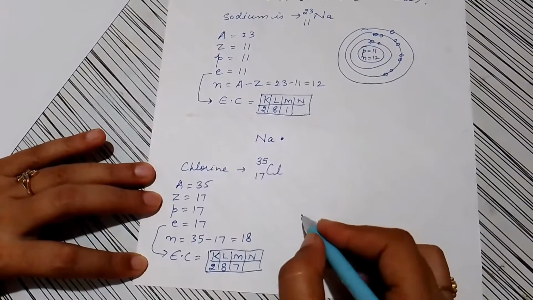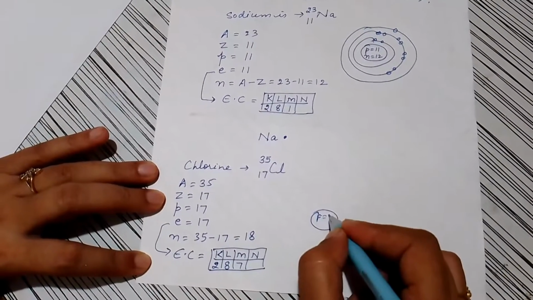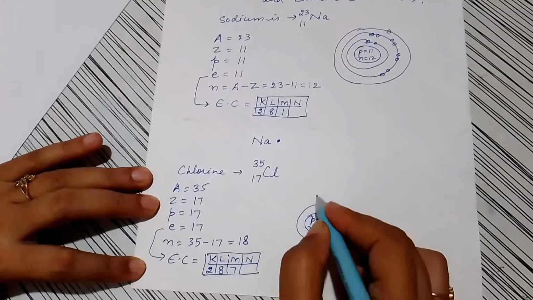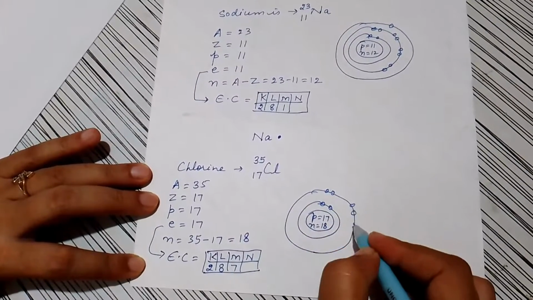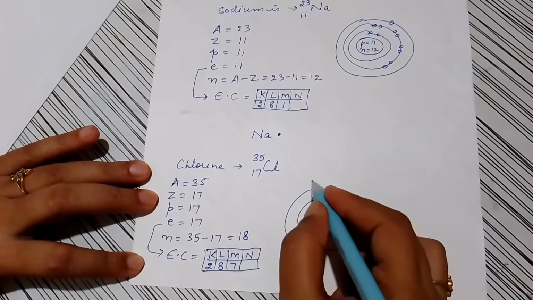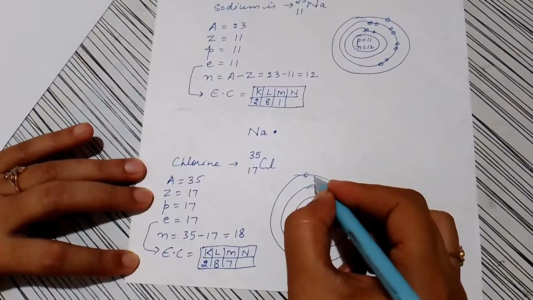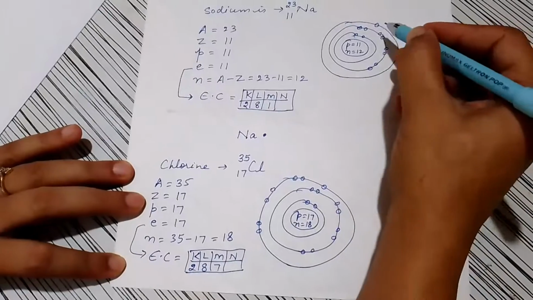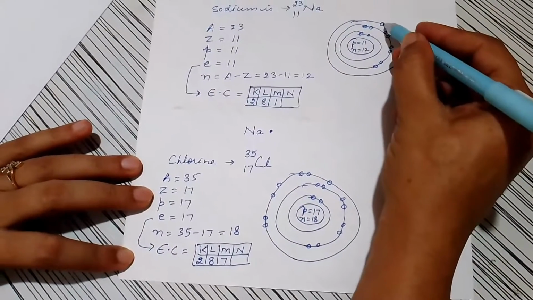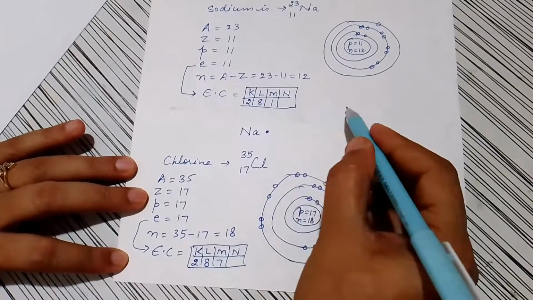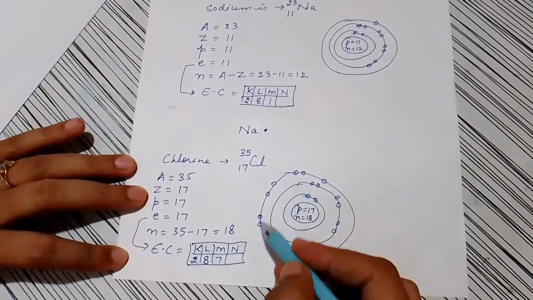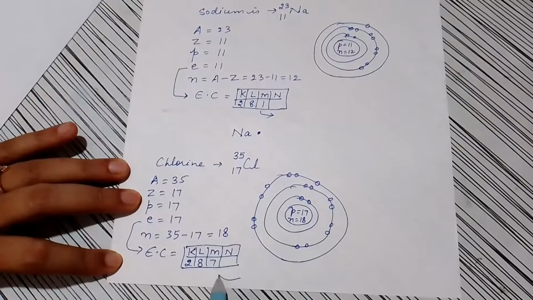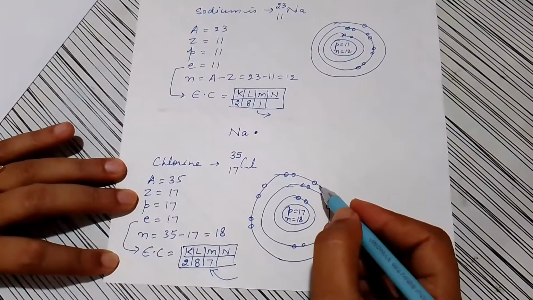So if we draw the atomic structure, the number of protons is 17, number of neutrons 18, first orbit 2 electrons, second orbit 8, and the third orbit has 7 electrons. This atomic structure needs 1 more electron. Here we have 7 electrons, and if we add 1 electron, it becomes 8 and stable. Here it needs 1 more electron to become stable.